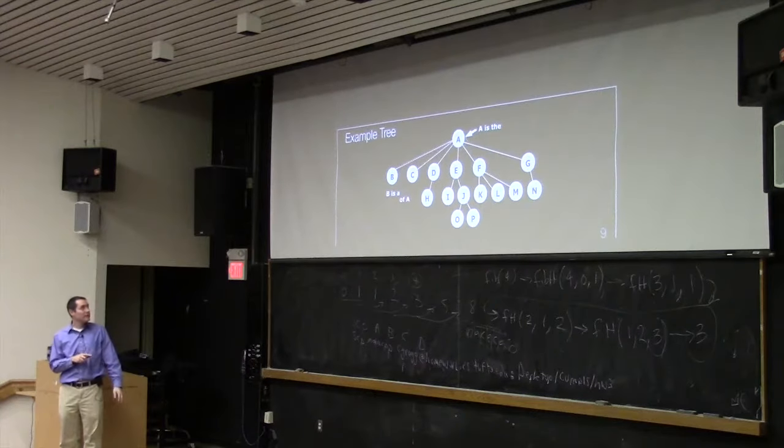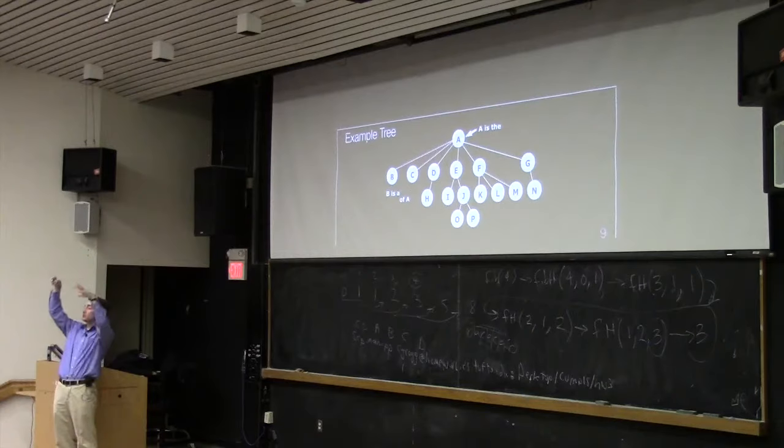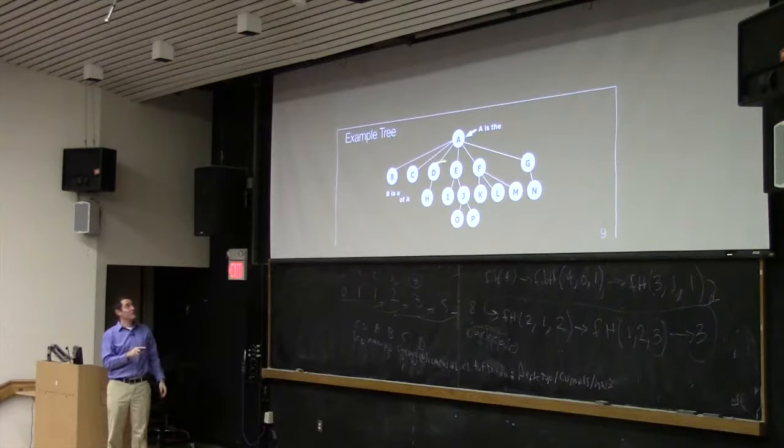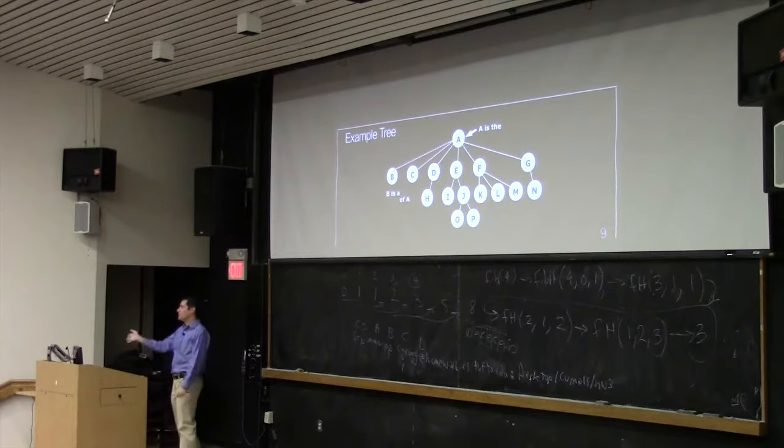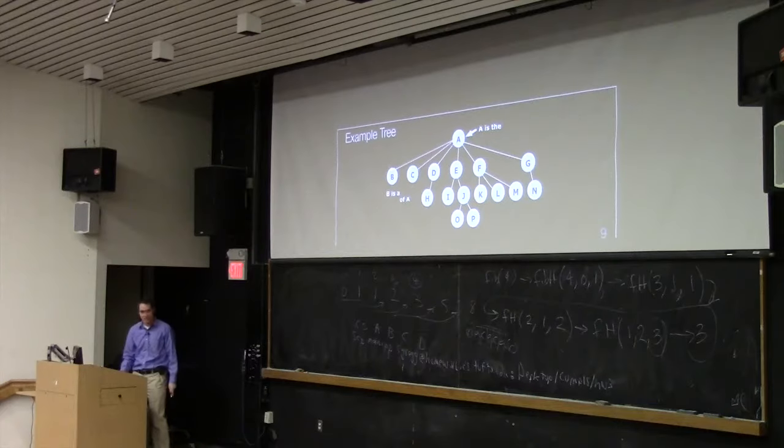A is the root here, but anything that has a node previous to it, and previous is going up the tree, is going to be called a child. So B is a child of A, because A has children. C, D, E, F, and G are also children of A. P is a child of J. K is a child of F, etc. That's like the family tree kind of analogy.